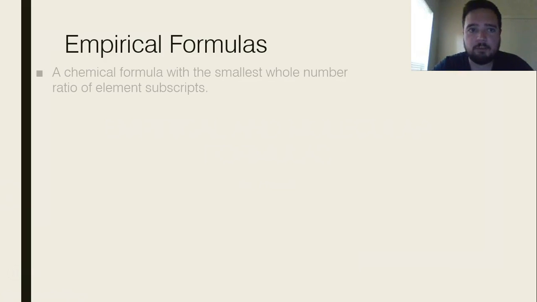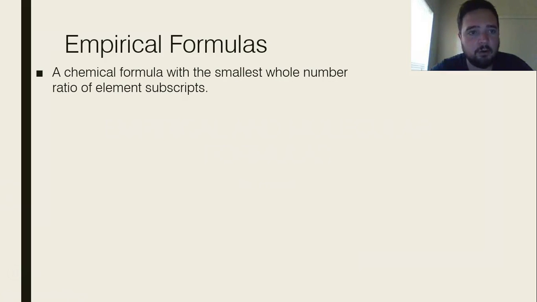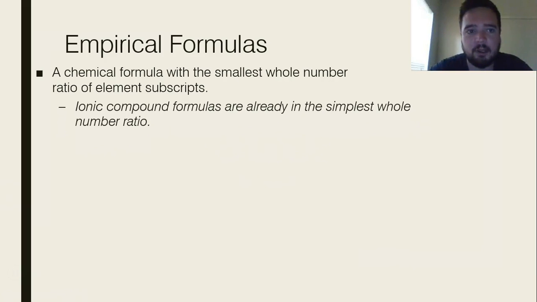So just to refresh, empirical formulas are the chemical formula that represents the smallest whole number ratio of element subscripts. So the smallest whole number ratio between the elements, the least amount of elements you need to actually have the chemical properties of that particular formula. Now, ionic compound formulas are already in the simplest whole number ratio. They already represent one single unit of the lattice that ionic compounds form.